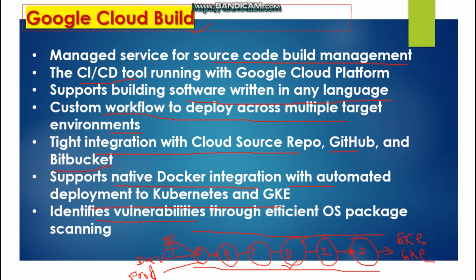It identifies vulnerabilities through efficient OS package scanning. As I mentioned, there is a quality check in here. It will be checking for all the issues that come in. It will be performing a certain kind of task, and if it finds any issues, it will not let the code move forward to the next step. It will fail right there. You have to go back and check the logs in order to identify what failed. All right, so this is all about Google Cloud Build.